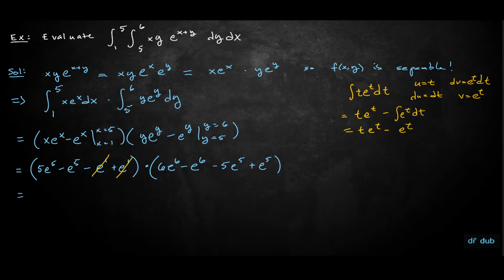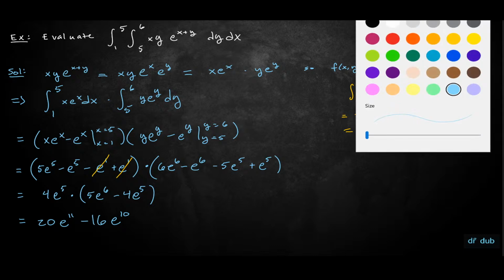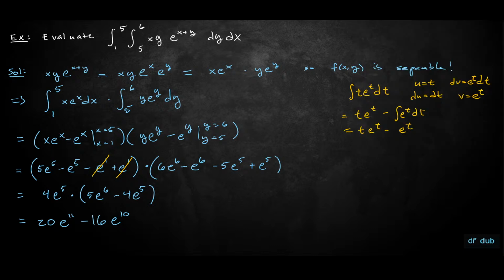And let's see what we get now. In the first parentheses we get 4 e to the 5, times the second parentheses we get 5 e to the 6th minus 4 e to the 5th. Now distribute what we have and we get 20 e to the 11 minus 16 e to the 10. And that is our answer.